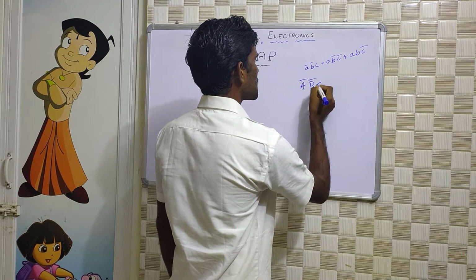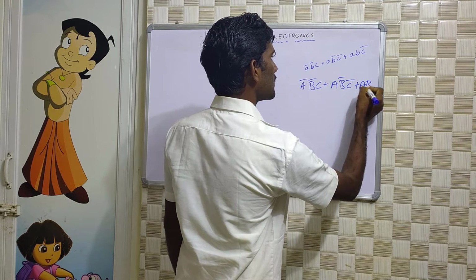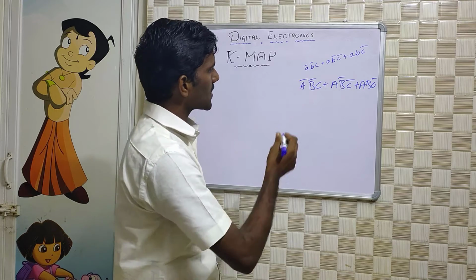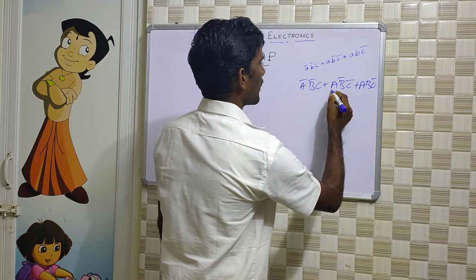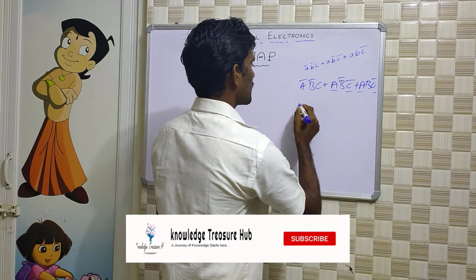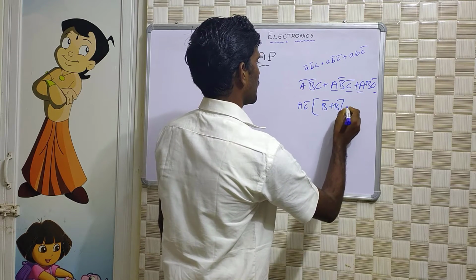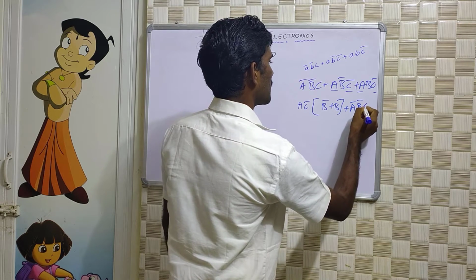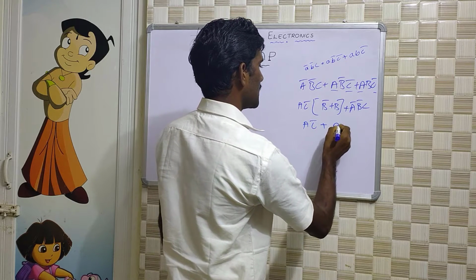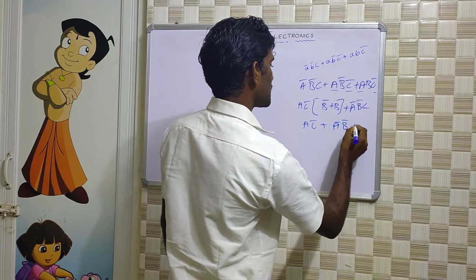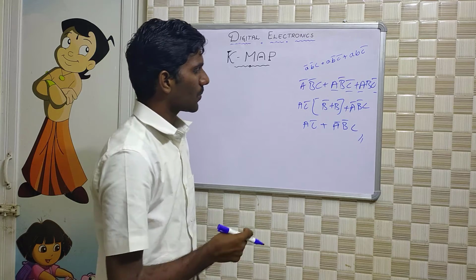A bar B bar C plus A B bar C bar plus A B C bar. How can we reduce this expression by using properties and theorems? From these two terms we can take A C bar common. So A C bar times (B bar plus B) and the first term as it is, A bar B bar C. A plus A bar will be 1. So A C bar plus A bar B bar C. This is the answer for that question by using properties and theorems.